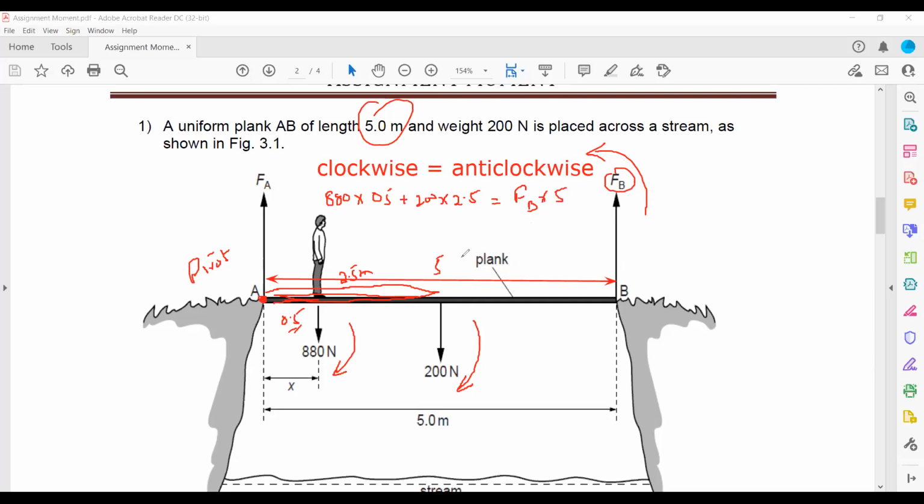Now we solve 880 times 0.5, that is 440, plus 200 multiplied by 2.5, that's 500, and 5 is multiplied, on the other side it will be divided, so this will be divided by 5. So the resultant force that we will get is 188 newtons. Is it clear, this part, how we work out the vertical FB by using the principle of the moment?